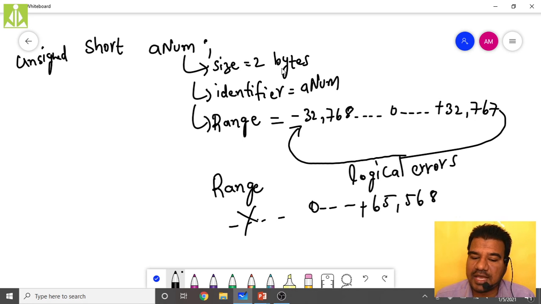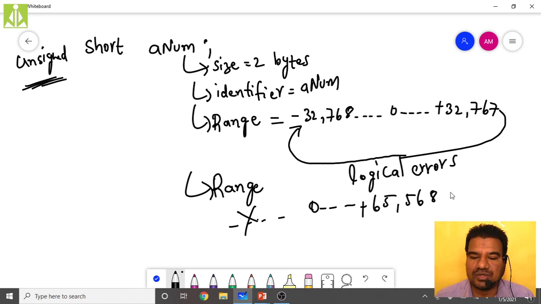Nothing else will change. Size will remain 2 bytes only. Identifier will be enum only, but the range will change over here. The range goes from 0 to the positive side only. You will not have any negative side because we made it unsigned, which means we are not following any sign right now. All my values are positive values only if it is unsigned.